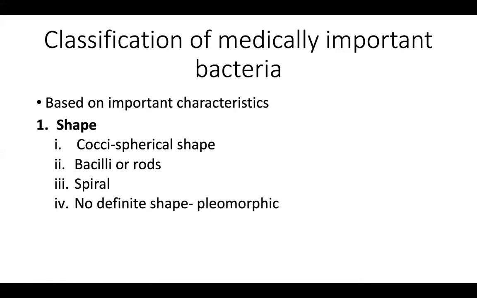So let's go straight to the classification of medically important bacteria, because this is medical bacteriology. We've already talked about the important characteristics, one of which is the shape. You can describe bacteria as being cocci, that's plural, singular is coccus. Cocci are spherical in shape. They can also be bacilli or rods. So you can either call them rods or bacilli.